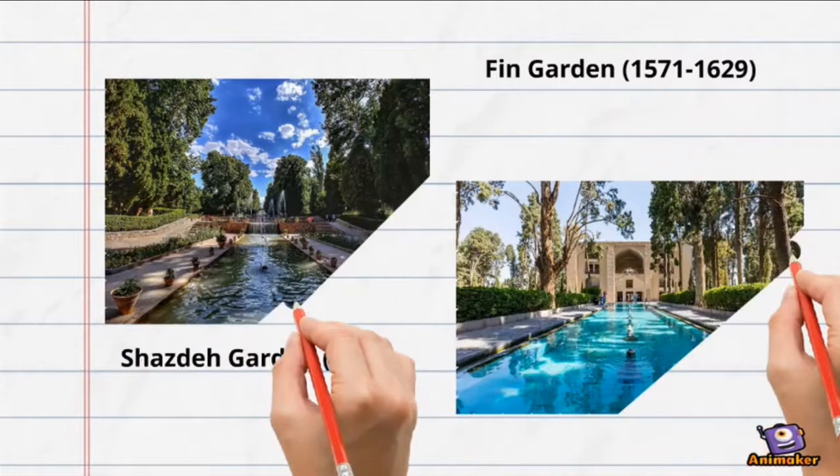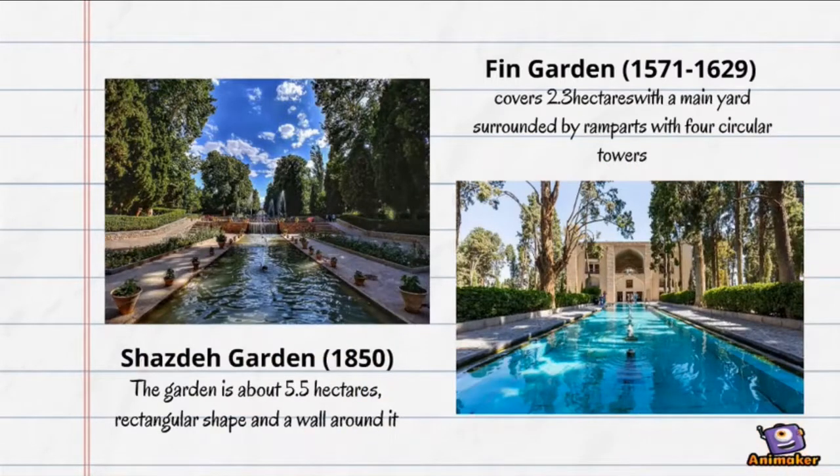Shazdeh Garden. The garden is about 5.5 hectares, rectangular shape and has wall around it. Fin Garden. It covers 2.3 hectares with a main yard surrounded by ramparts with four circular towers.